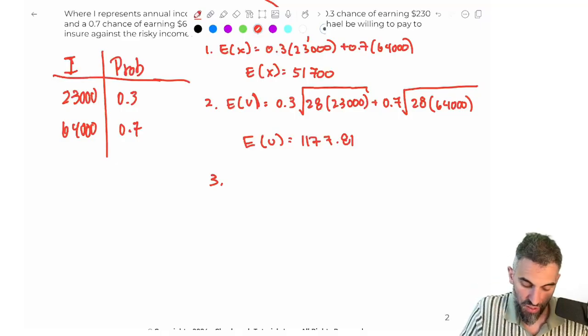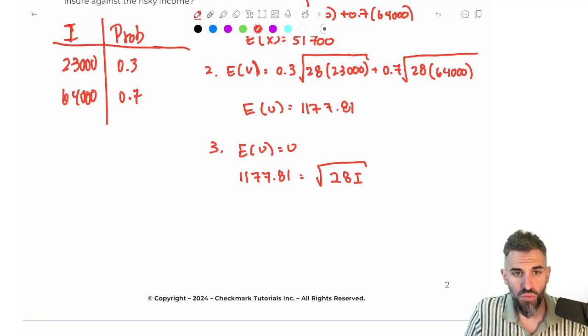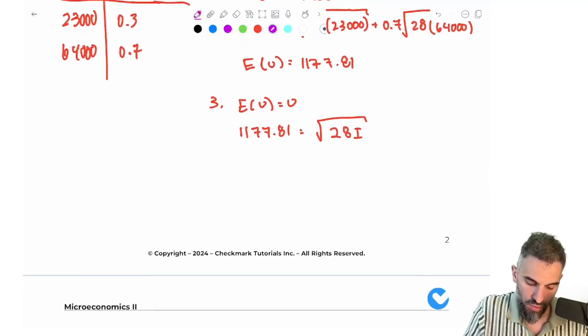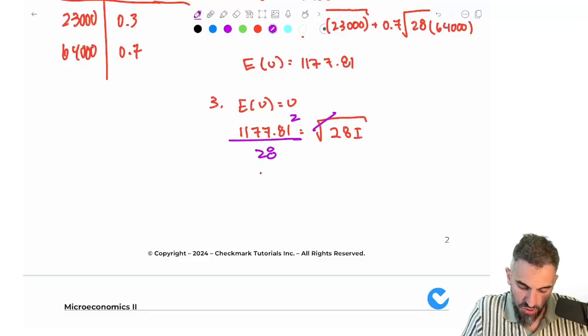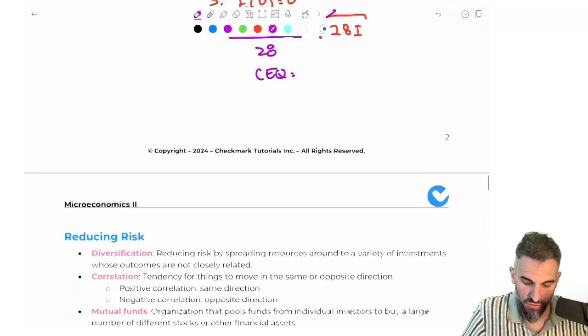Step three, find his certainty equivalent. To do that, you want to take that expected utility and set it equal to utility. So 1,177.81 equals his utility function, which is the square root of 28i, and then you solve it. We'll start by squaring this to get rid of the root, and then divide by 28. So the certainty equivalent, the risk-free income that would give him the same utility, is $49,544.